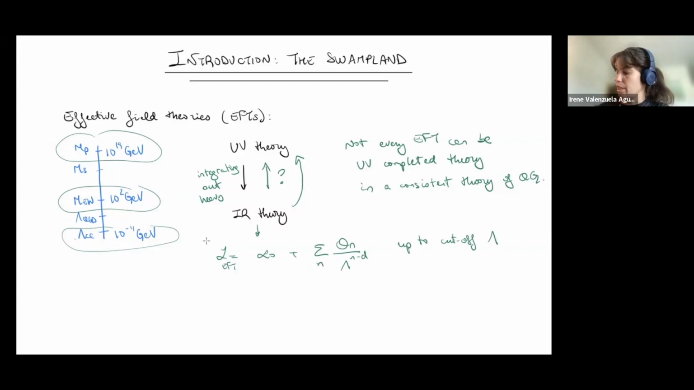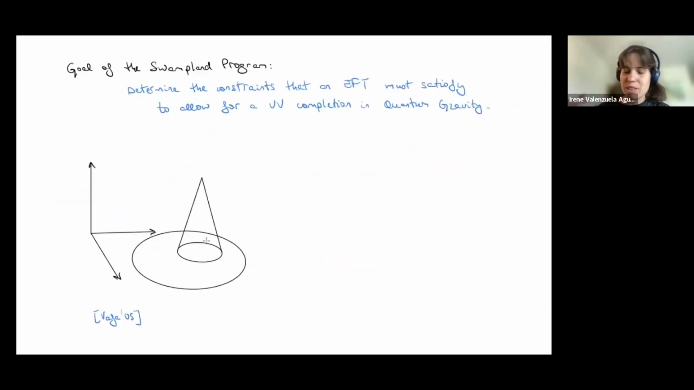So the message is that first, this Lagrangian cannot be whatever you want. There are constraints that appear there. And also, of course, in the tower of non-renormalizable operators, there are also constraints that appear if you want to UV complete it to a unitary theory. Okay. So the goal of the Swampland program is to determine what are the constraints that an effective field theory must satisfy to allow for a UV completion in quantum gravity.